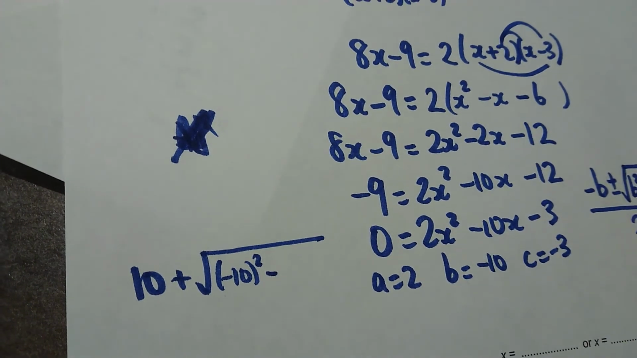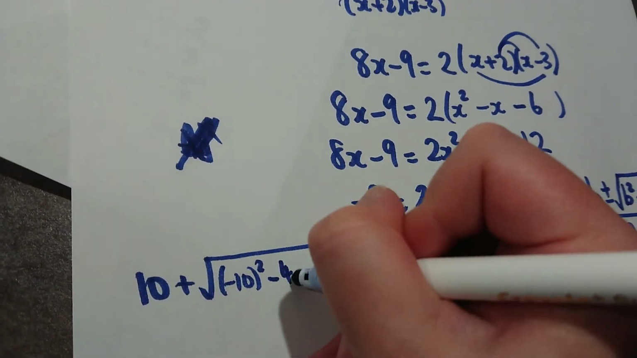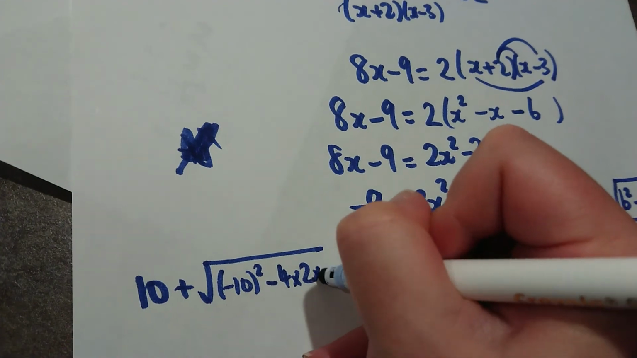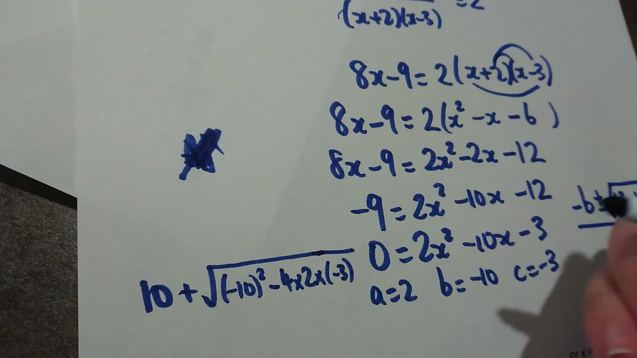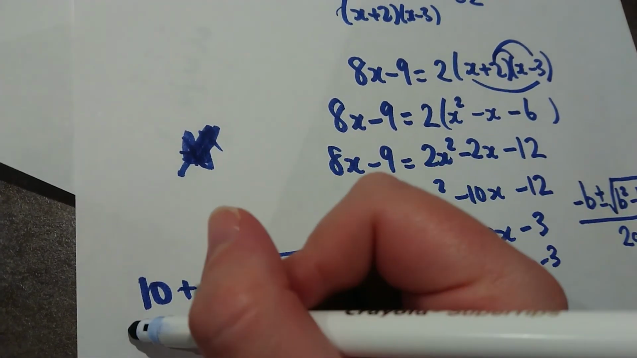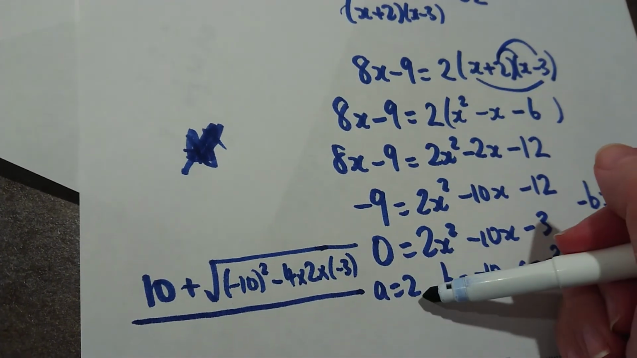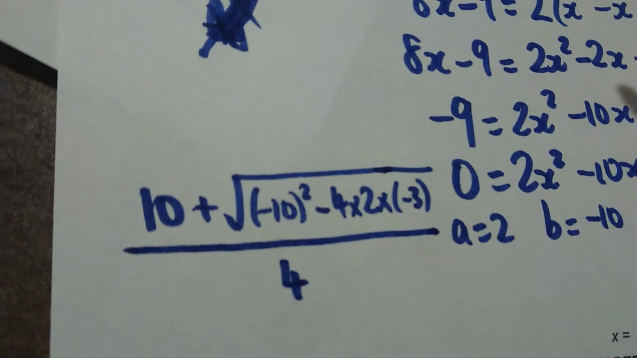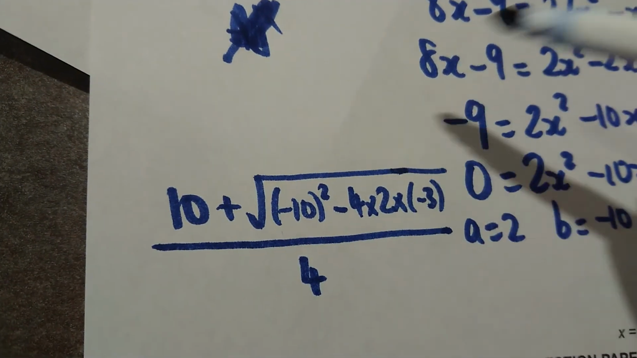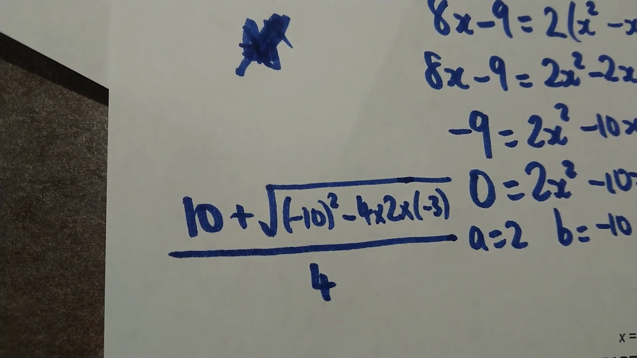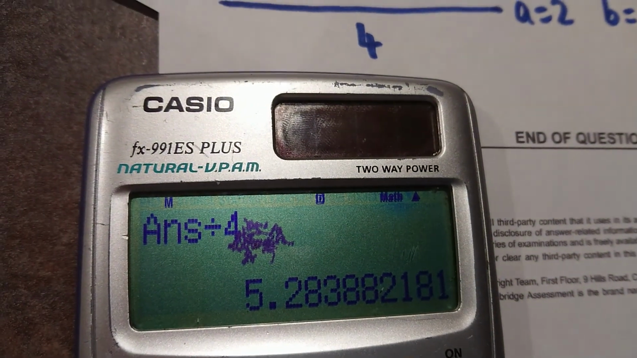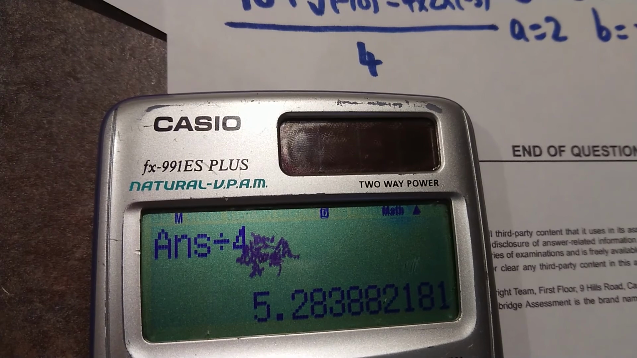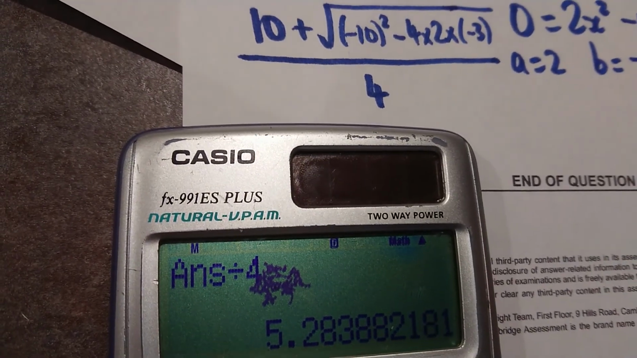Minus 4 times a times c, so 4 times 2. The trick is, if you're not sure whether to put a negative in a bracket, just stick it in a bracket. You can't go wrong with brackets. Divided by 2a. So that is what you should be typing in on your calculator, exactly how that looks. So I'll pause the video while I work it out. Okay, so you should get, for that answer, 5.283. Now it's to 1 decimal place, so 5.3.